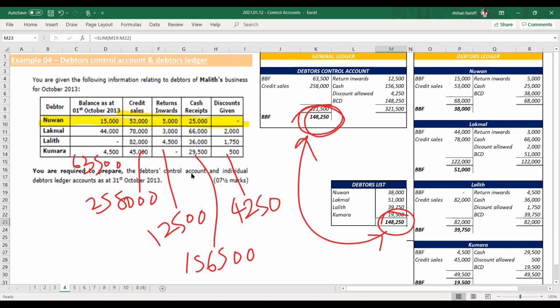Right. Any doubts up to now? Is it clear? Easy, you can easily get the marks from control account. Right.